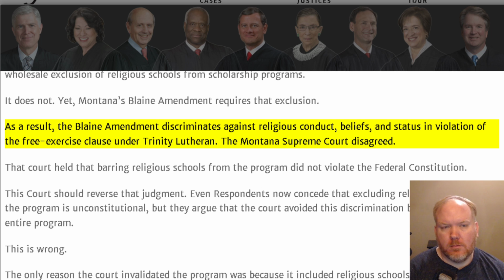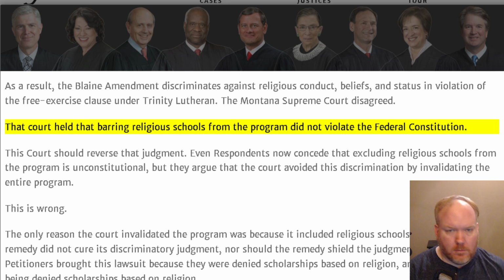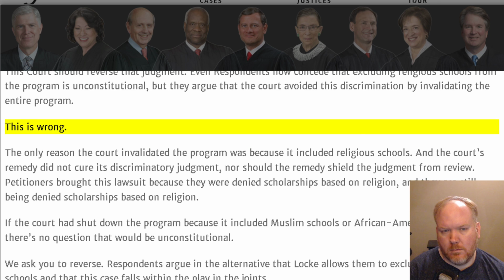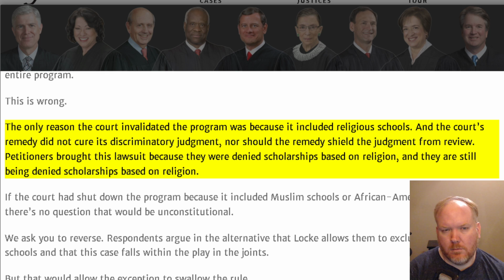The Montana Supreme Court disagreed. That court held that barring religious schools from the program did not violate the federal Constitution. This court should reverse that judgment. Even respondents now concede that excluding religious schools from the program is unconstitutional. But they argue that the court avoided this discrimination by invalidating the entire program. This is wrong. The only reason the court invalidated the program was because it included religious schools. And the court's remedy did not cure its discriminatory judgment, nor should the remedy shield the judgment from review.